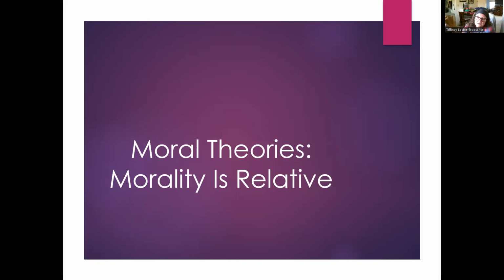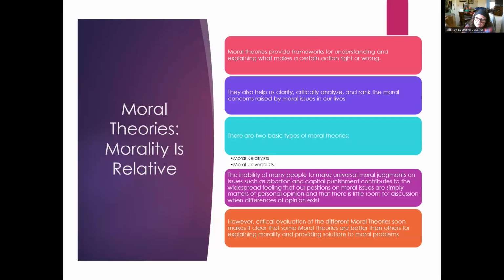Right? Let's look here at some moral theories. Moral theories provide frameworks for understanding and explaining what makes a certain action right or wrong. They also help us clarify, analyze, and rank moral concerns that are raised by the moral issues in our lives. And there are two basic types of moral theories: the moral relativists and the moral universalists.